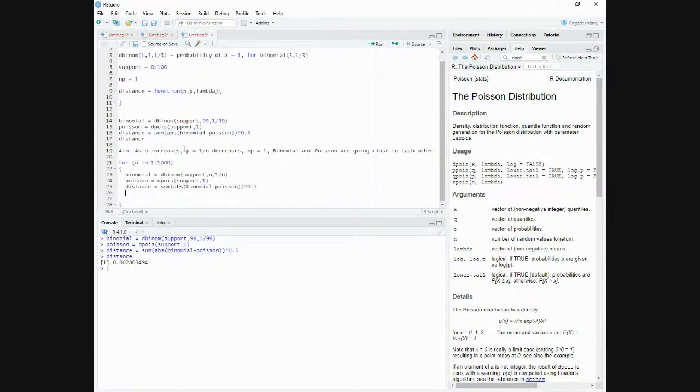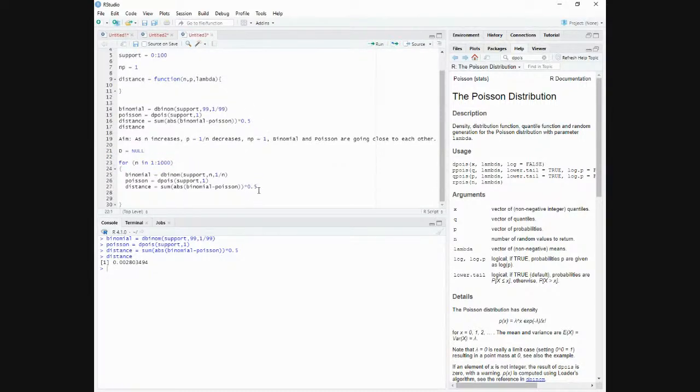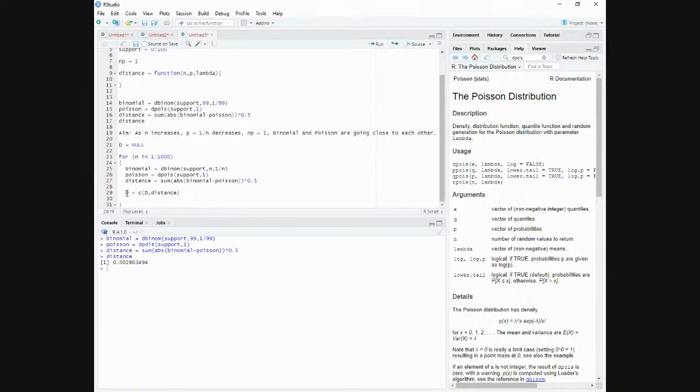Now we will add another value, that is d, the sequence of distances. d is equal to null. That is, it's not taking any value initially, but as it goes on, it will start taking values. We will do it like this: d is equal to c of d comma distance. What it's doing is appending.